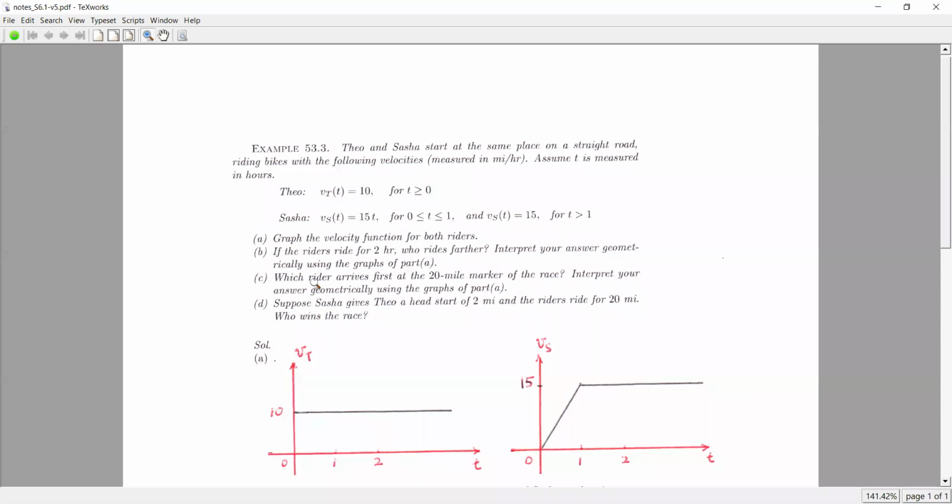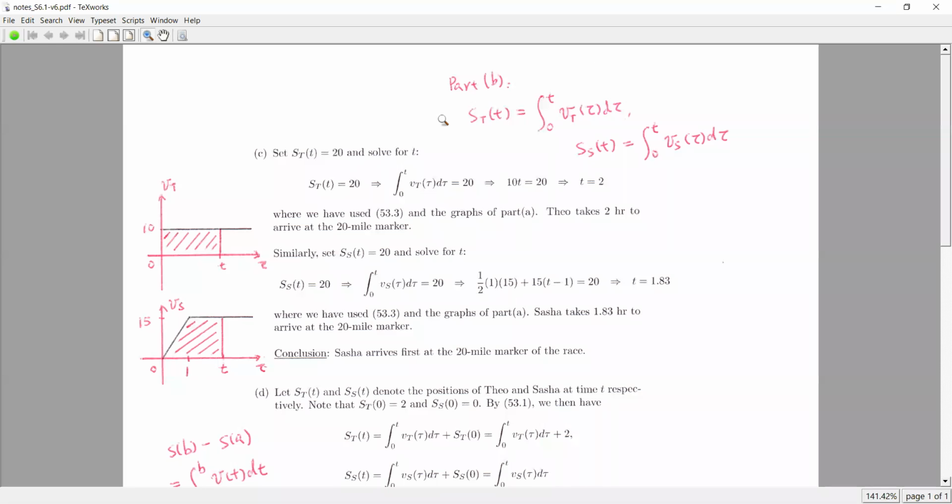Part C. Which rider arrives first at the 20-mile marker of the race? Interpret your answer geometrically using the graphs of Part A. In Part C, we need to determine when the riders arrive at the 20-mile marker. From Part B, the position of Phil at time t is given by this integral. Set the position to 20, then I have this equation.